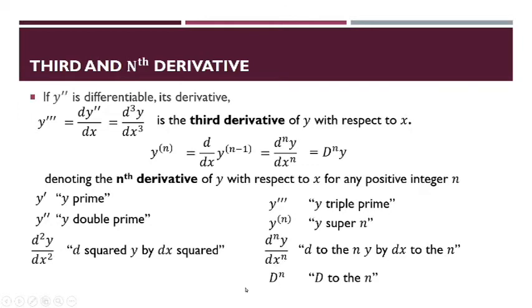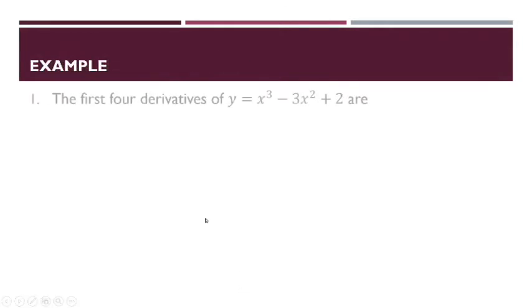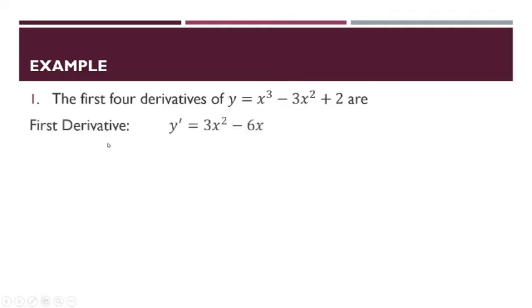So, yun. So, let's have an example. So, the first four derivatives of the function y is equal to x cubed minus 3x squared plus 2 are the following. So, the first derivative niya, so derivative natin yung each term lang. So, this is by sum rule. So, yung first term is 3x squared. So, we have 3 times x. 3 minus 1 is 2. So we have 3x squared.